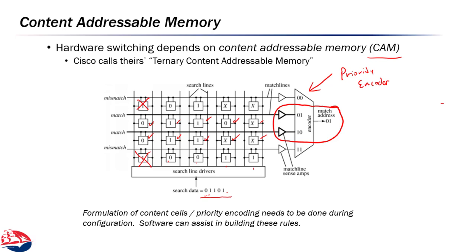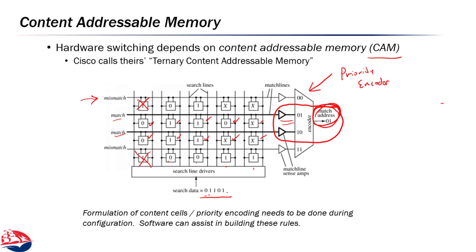If this guy was the one that happened to match, then he's the longest. He's going to be the return, even if all the rest of them matched. So the fact that these two matched and this guy has a higher priority or a lower number, that's going to be the one that this priority encoder picks. So we're only going to get 1 row out of here.